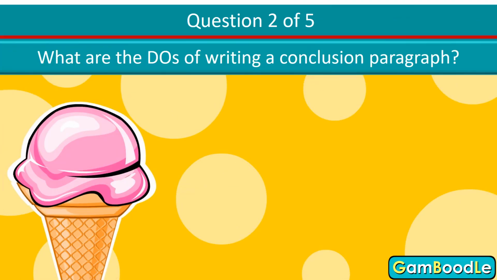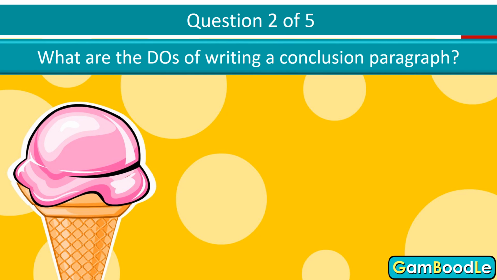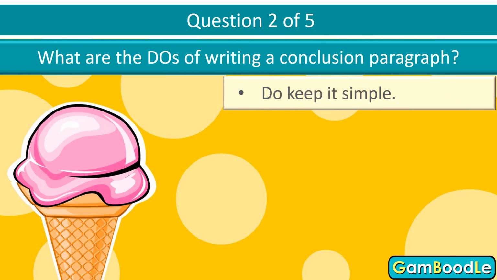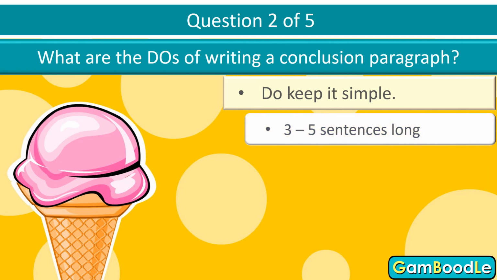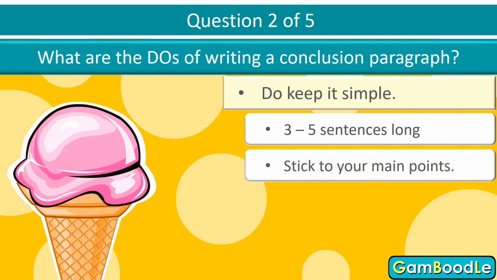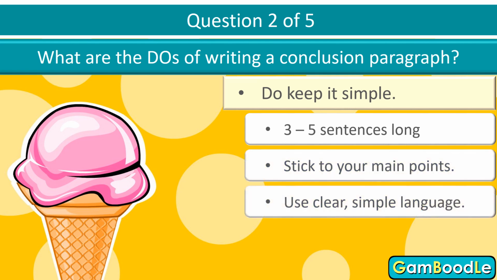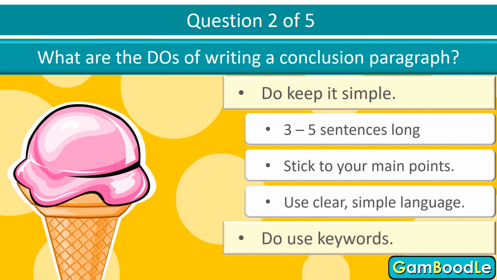Question 2. What are the do's of writing a conclusion paragraph? Do keep your conclusion paragraph simple. Your conclusion paragraph should be between 3 to 5 sentences long. Stick to your 3 supporting points and use clear and simple language. Do check your essay for keywords. Incorporate some of the keywords from the introduction paragraph or the body into your conclusion paragraph.